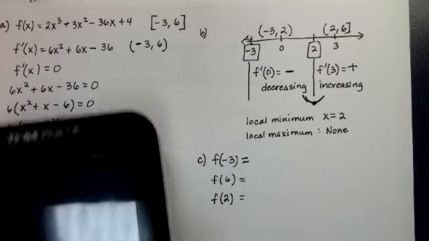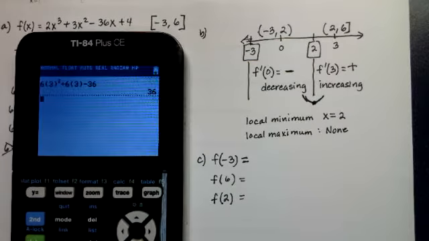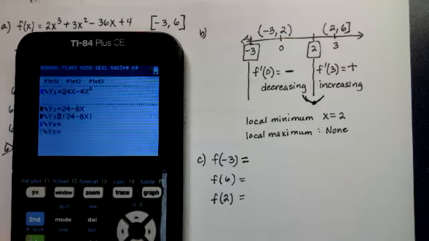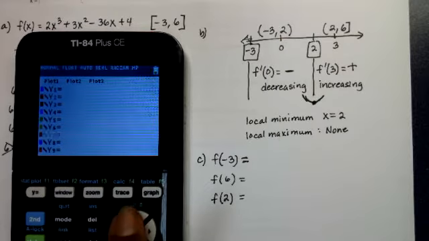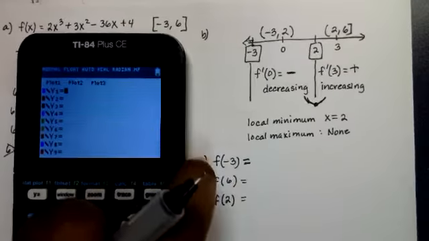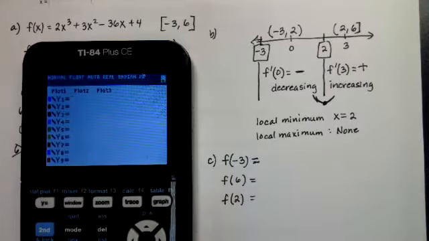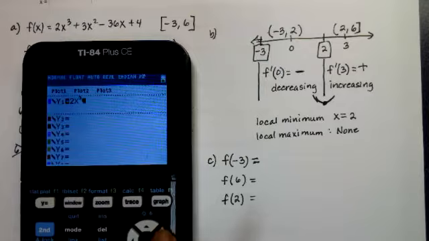Now, the way you can do that is go to your calculator, go to y equals, and clear all the equations that I've used previously. Then you can type in what f of x is in the calculator. I'm going to show you how to do that. Here you have 2 x, the hat key, and then 3. Right arrow to get out of it, plus 3 x, the hat key and then 2, minus 36 x, plus 4.